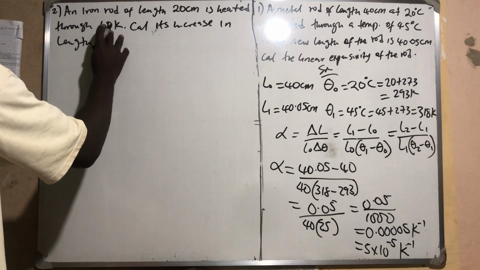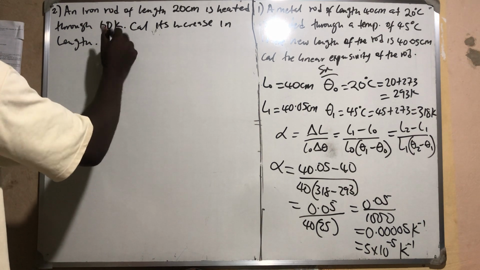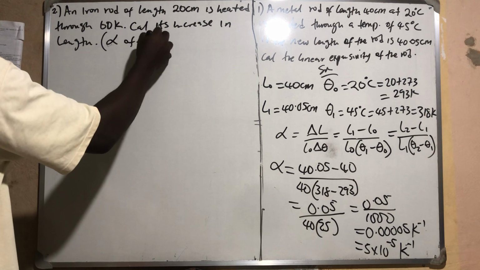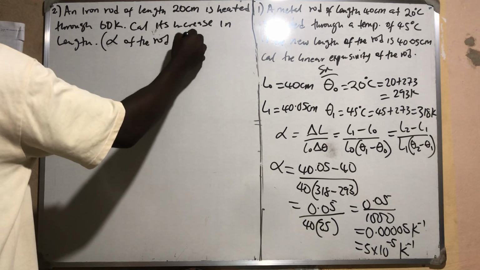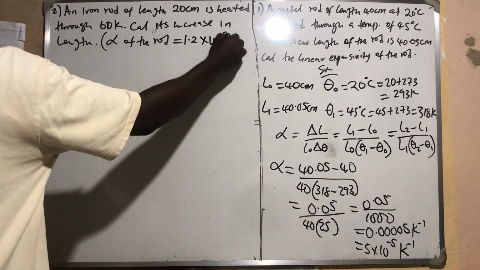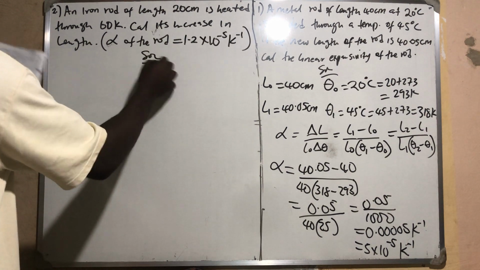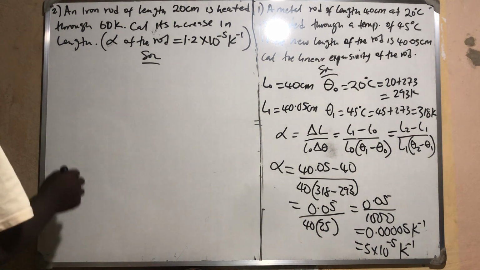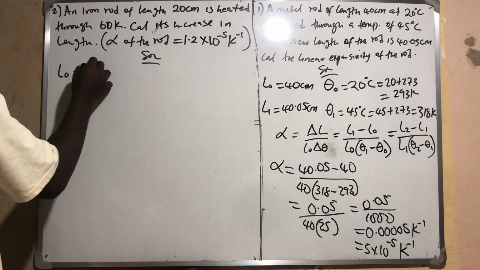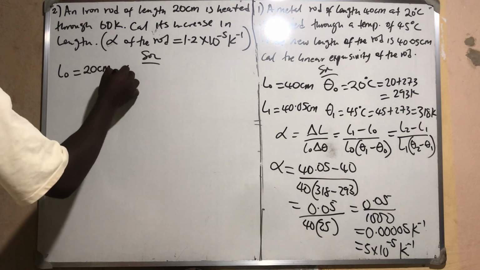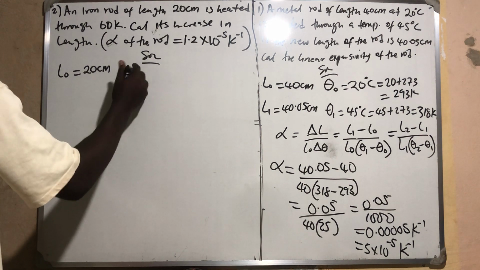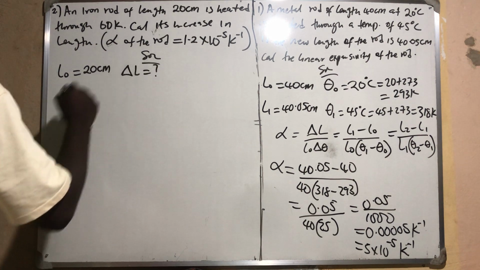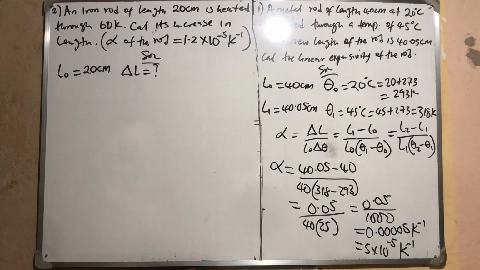Then I say the linear expansivity of the rod is 1.2 times 10 raised to power minus 5 per Kelvin. Solution. So what do we do? The first thing we do is to get the original length, which is 20 cm. Then we are looking for the change in length. We're not looking for the new length. They say we should get the change in length.